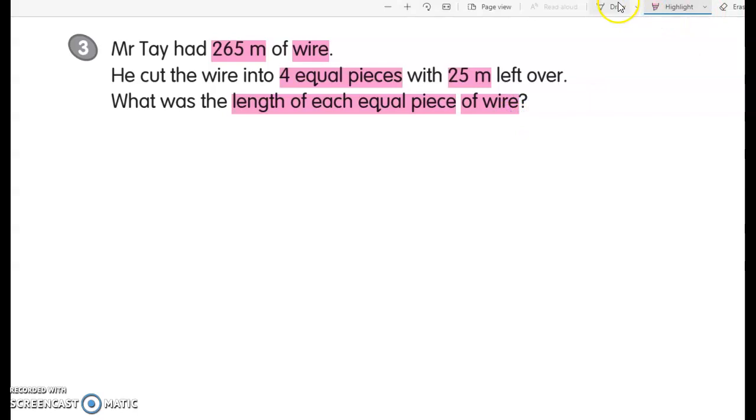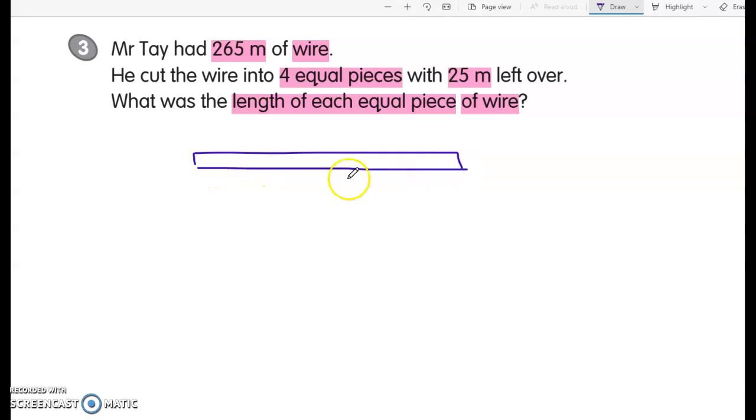Okay, so maybe this may sound a little confusing for some of you, so we are going to draw it out to help us understand. Okay, so let's imagine this is the wire. So I'm going to draw a bar to represent the wire. Okay, and this wire is how long? 265. So we're going to label them so we can see better. So this is 265 meters of wire.